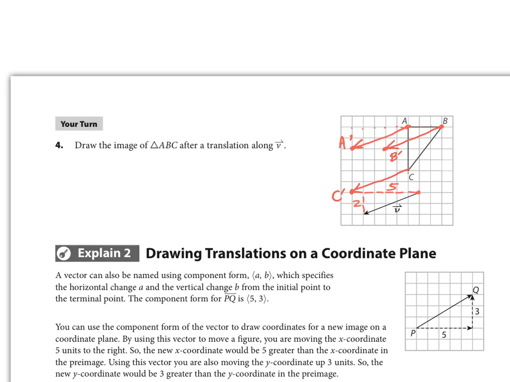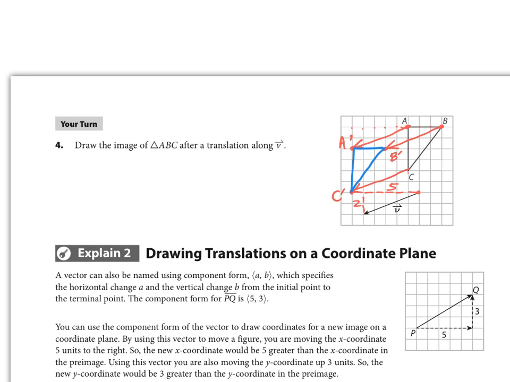And so you're pretty much applying this vector multiple times depending on how many points there are. And then once you get all of your image points, you connect them together. And another thing you should notice once you get your image is that the new triangle that we get has to be the result of a rigid motion, which means it's preserved length, it preserves angle measure and all that, right? So it should be exactly the same shape.